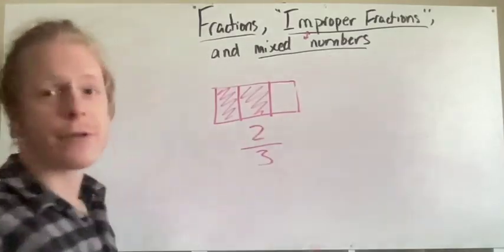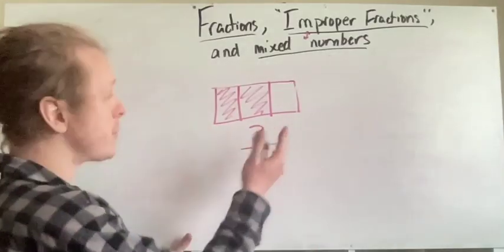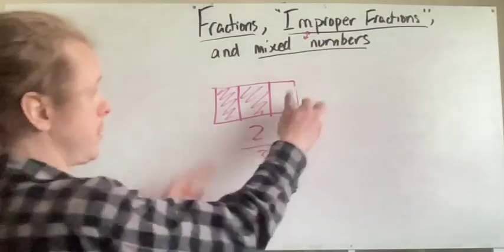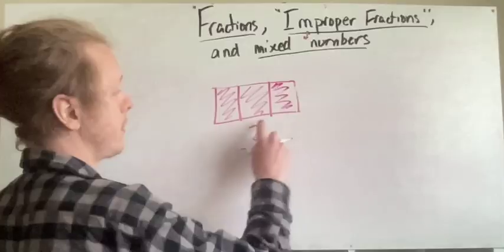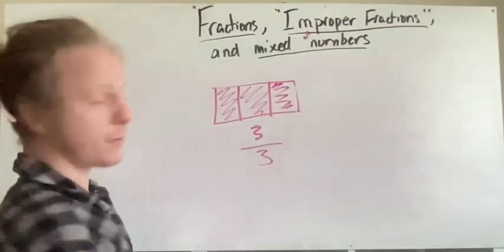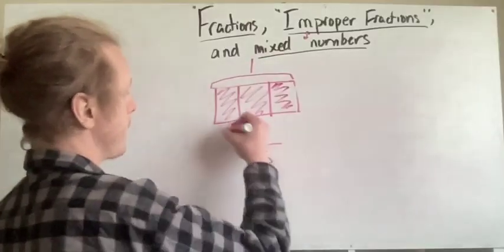So this is 2/3. Again, if we think about this as a chocolate bar, if I have 2/3 of a chocolate bar, I have less than the whole chocolate bar. When I have the whole chocolate bar, I have 3/3, or 1 whole chocolate bar.